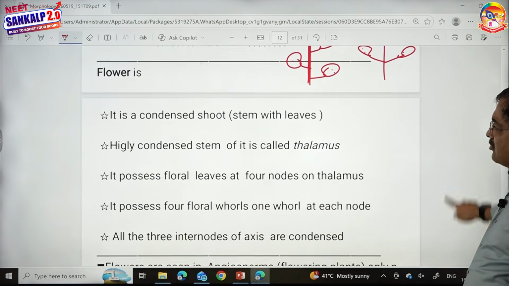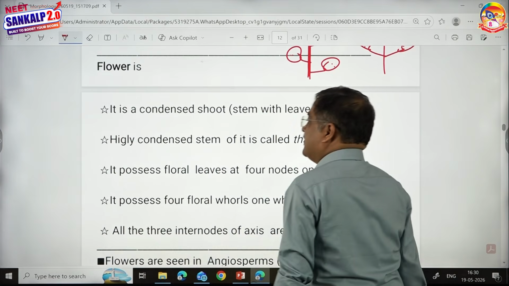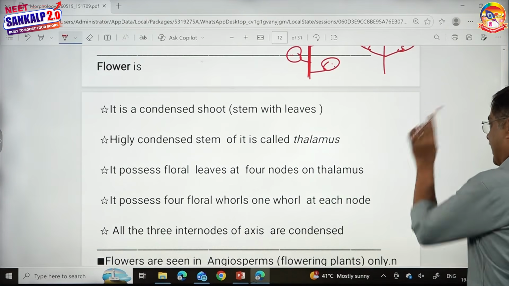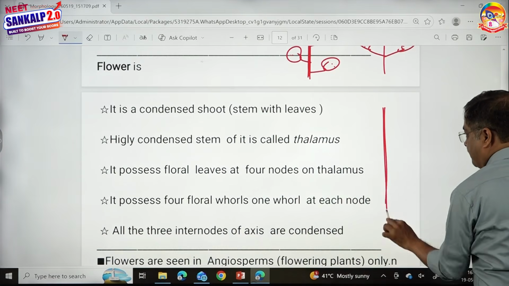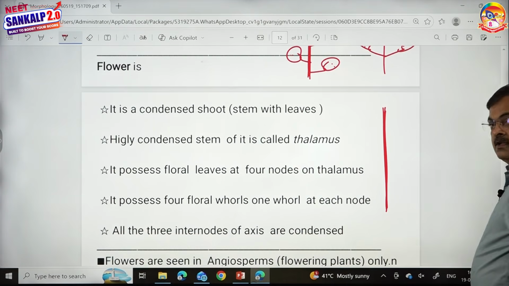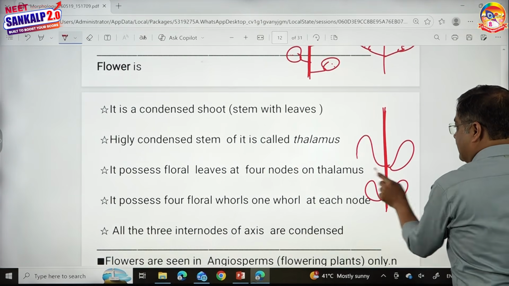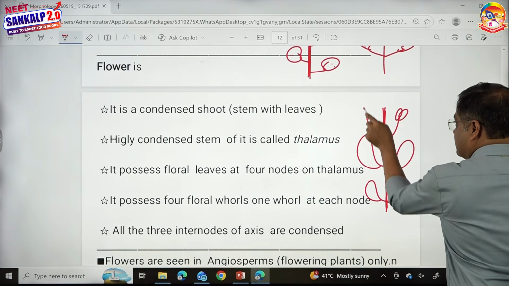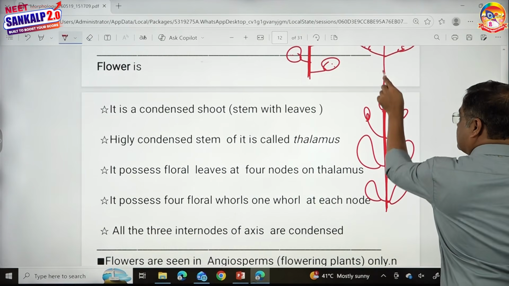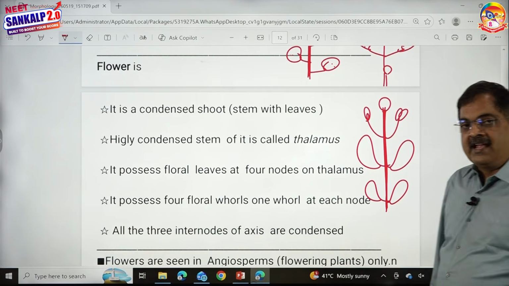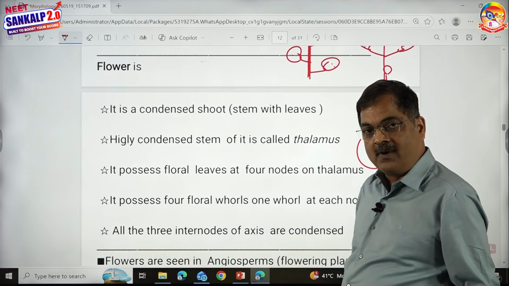Now, what about the flower? Flower is a condensed shoot. Look here, I'll tell you, this is a stem. All of you know this is the stem. What does this stem contain? These are the sepals, these are the petals, these are the stamens, and these are the carpels. Okay? But you have never seen a flower like this. Shall I tell you why?